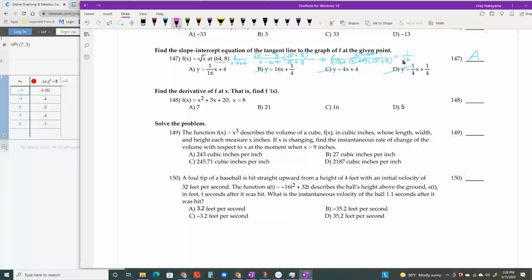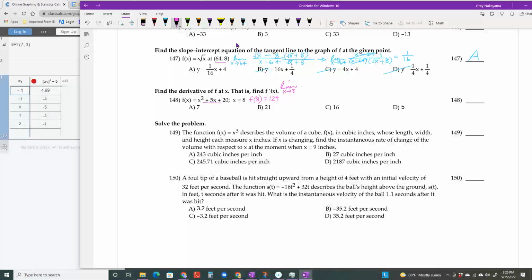All right, find the derivative of f at x. That is, find f prime of x. I'm going to do the same thing I've been doing, but this time I actually need to find f of c. So f of 8, if you plug that into this function, you find out that it is equal to 124.